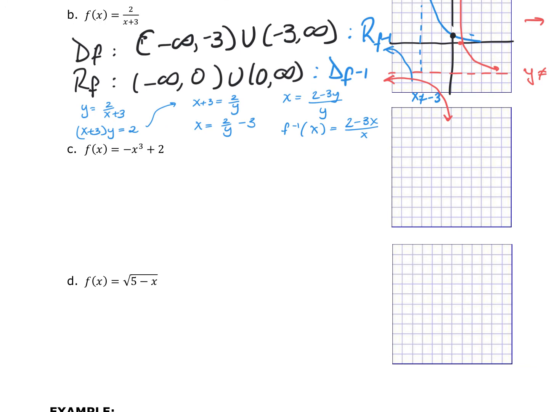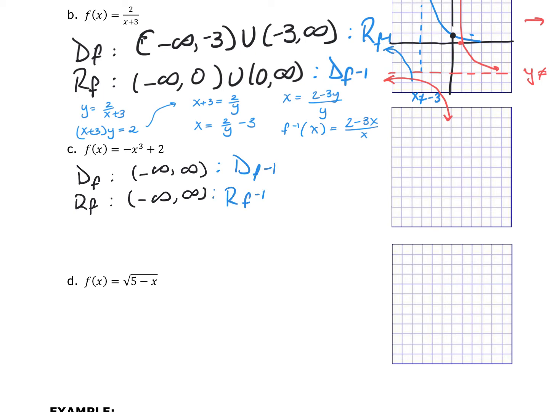Okay, so here is the function -x cubed plus 2. The domain of my original function is everything because it's a cubed function. The range of my original function, I get everything. So I immediately know the domain of my inverse, and I immediately know the range of my inverse.